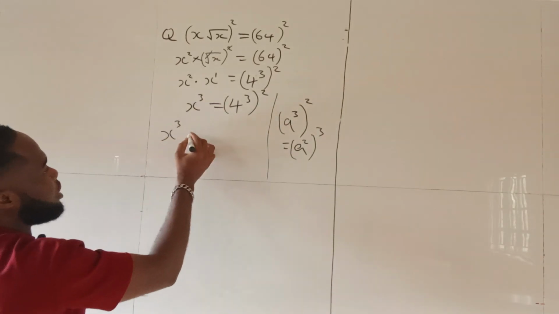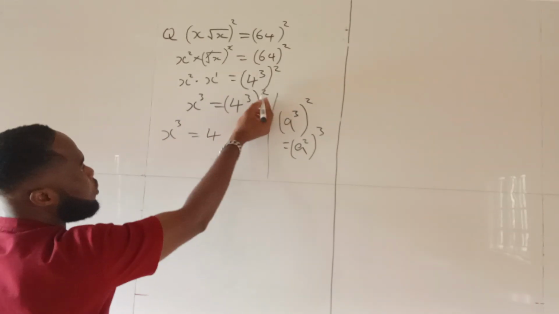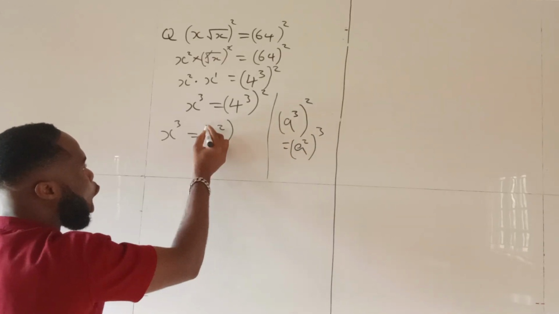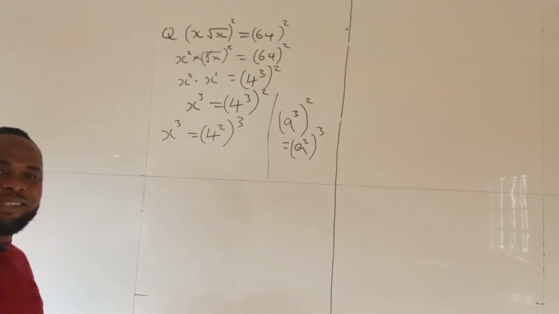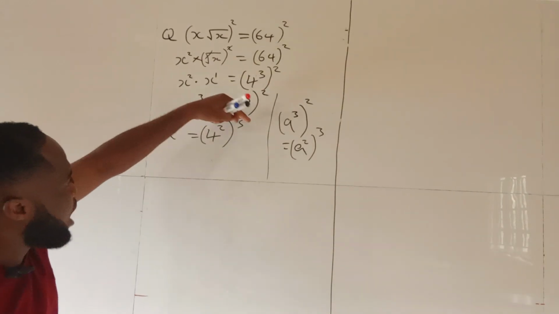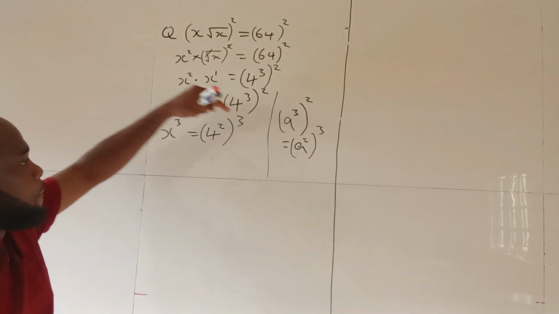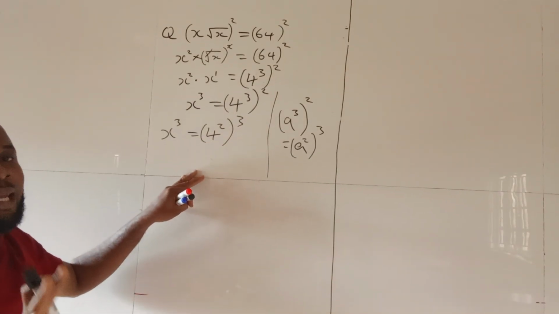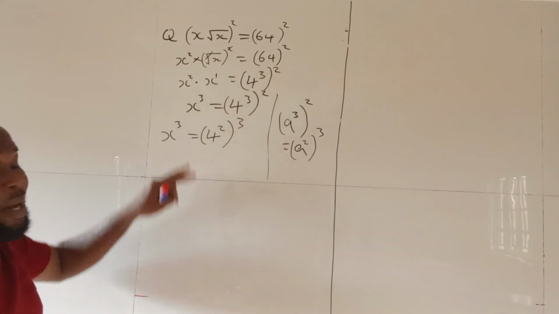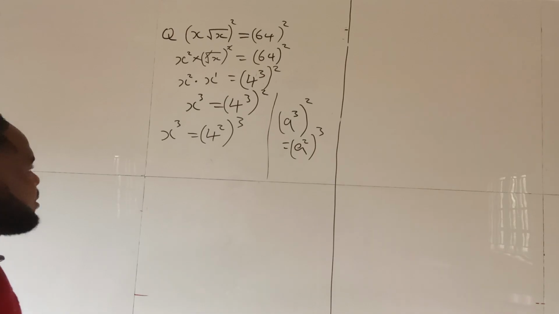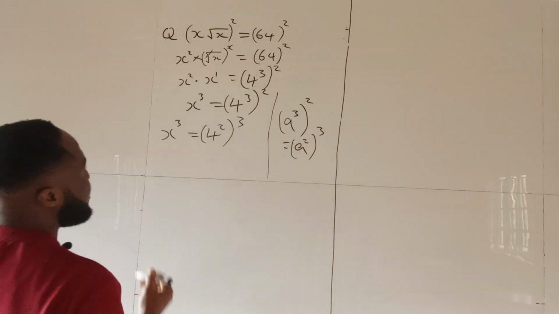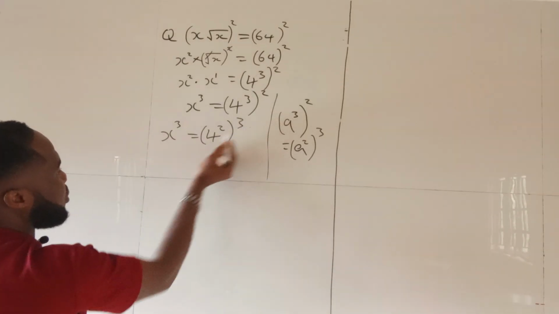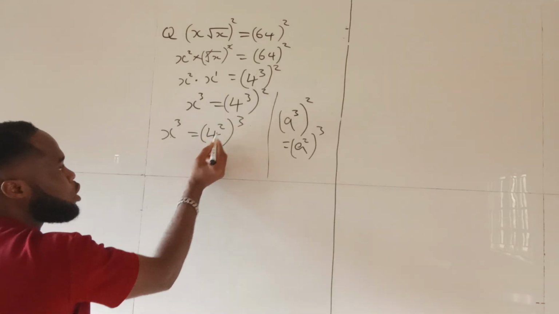So here we're going to have x raised to the power of 3, which equals 4 raised to the power of 2, then all raised to the power of 3. The essence of doing this is for them to have common powers. Because when they have common powers in indices, that means their bases are equal. Likewise, when they have common bases, their powers are equal. That is the essence of swapping them.